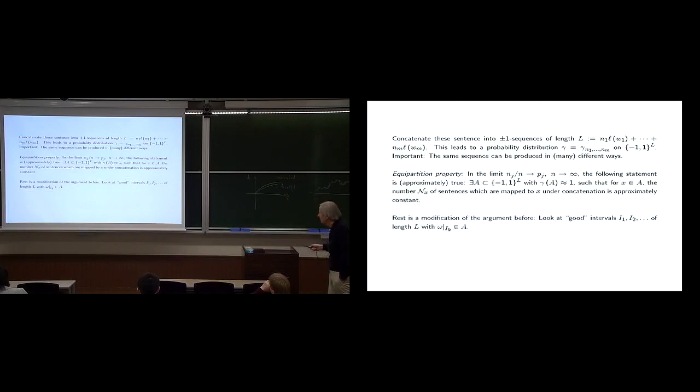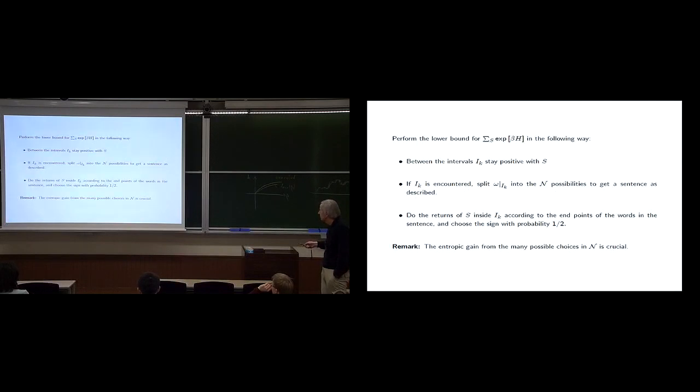Now the rest is just a modification of the argument I had before. I again look at these good intervals. These good intervals are the intervals where the sequence is in A, so they have length L, of course, and omega restricted to this interval is in this good set. Between the intervals you stay positive with the random walk. But if you encounter such a good interval, you still have a lot of possibilities to split. You split that into these n possibilities to get the sentence as I described before, of this finite number of words, and then inside this interval, I let the random walk come down to 0 at the end of these words.